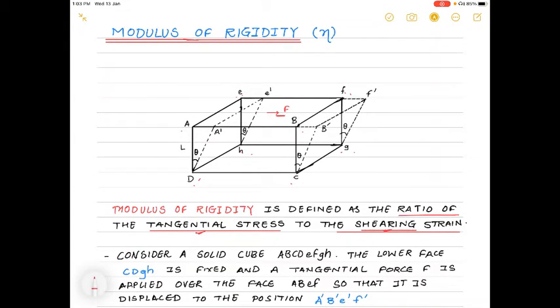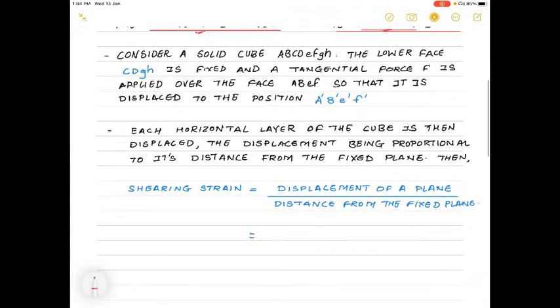Due to this tangential force, the upper surface A, B, E, F is displaced to the new position A prime, B prime, F prime and E prime. Now each horizontal layer of the cube is displaced, the displacement being proportional to its distance from the fixed plane. So the shearing strain is defined as the displacement of the plane upon the distance from the fixed plane.